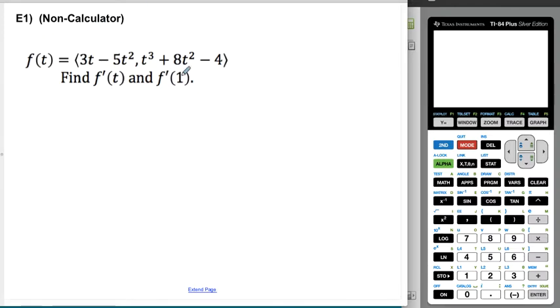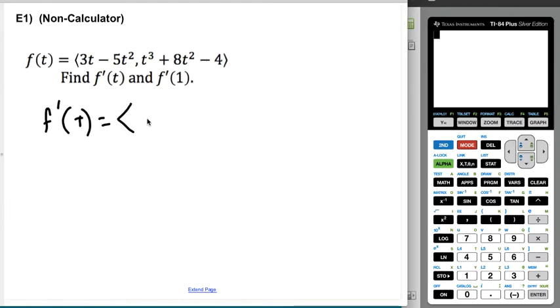We're given a vector-valued function. So we have x direction and y direction. We're asked to find f prime of t and then f prime of 1. So f prime of t is just going to be, and I'm going to suggest that you just stick with the notation that you're given. If they use pointy brackets, use pointy brackets. If they use ij, stick with ij.